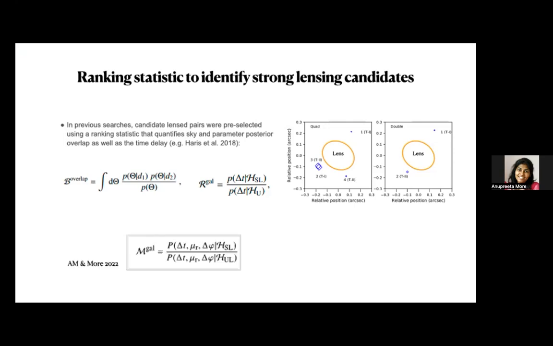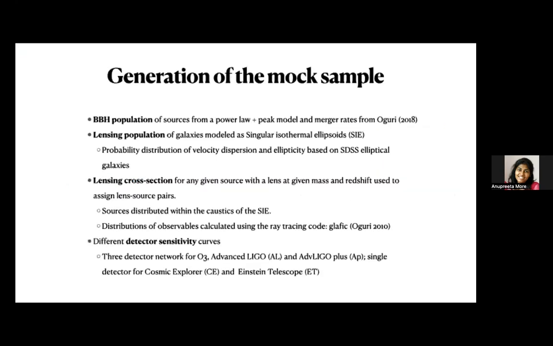And so what we proposed, on top of this particular analysis, to improve it, is not just to focus on the delta T, but also on the other two observables which are actually correlated with the time delays. So what we are proposing is a new ranking statistic called the MGAL, which makes use of the joint distributions of these various observables rather than just using delta T.